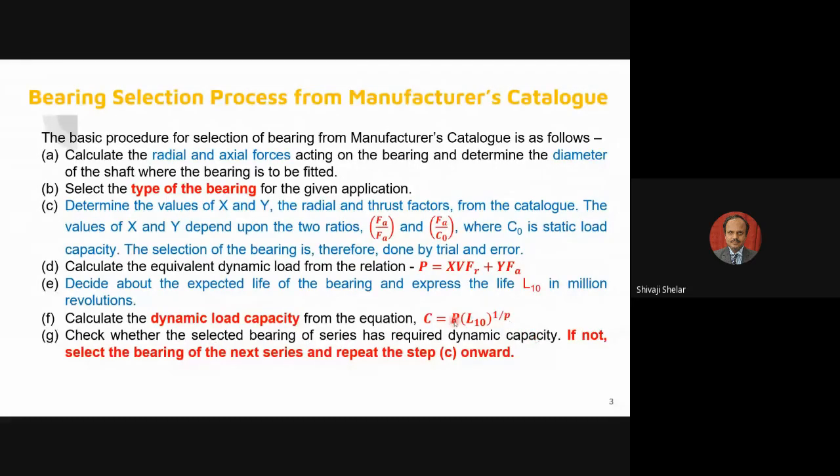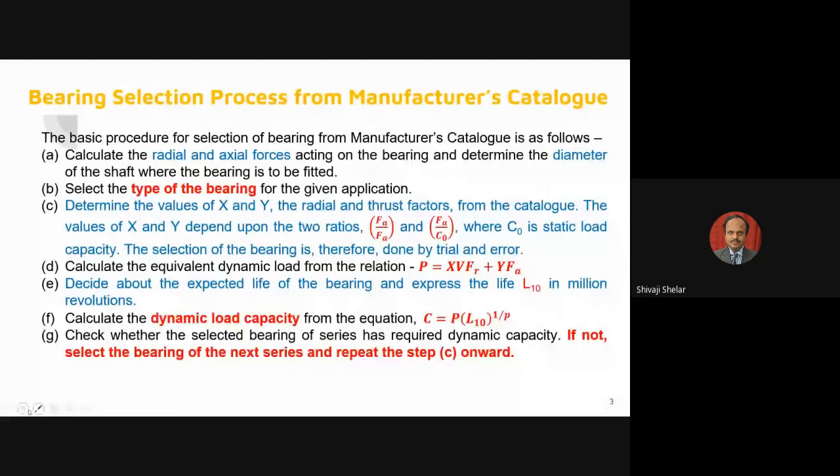If not, then select the bearing of the next series and repeat the step C onward. That is, this process you have to repeat if you are not satisfying the required criteria. So this is our standard algorithm to select a bearing from a manufacturer's catalog. I am going to follow the step by step solution process here. So let's understand this problem statement from step A itself.